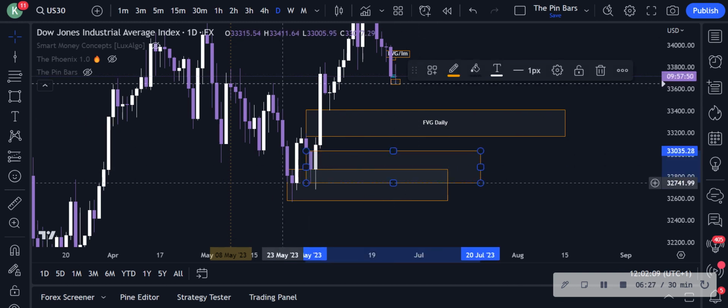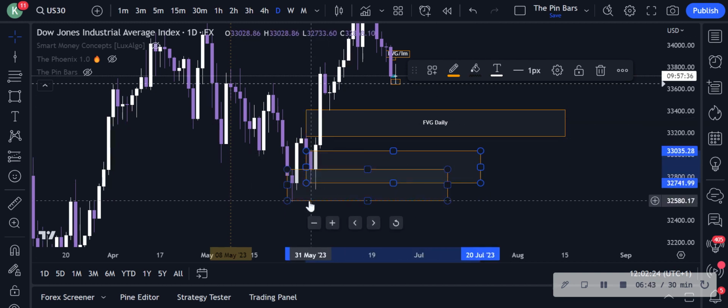Okay, I'm just going to delete. So these are the zones, but this fair value gap is the first point that I am looking for price to come and touch and fill the fair value gap before I actually take further profits to the next, take profit two, take profit three, that kind of thing.